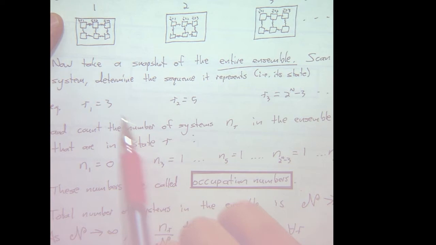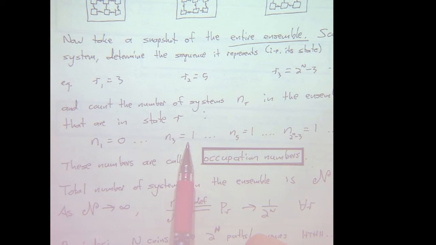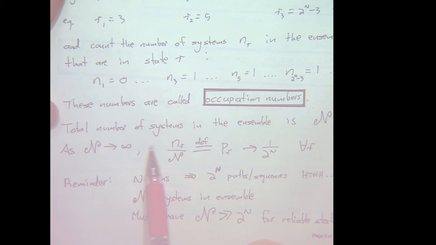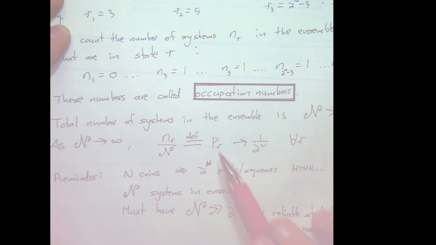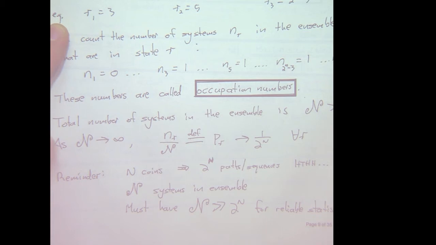So the number of systems in state 1 is 0, the number of systems in state 3 is say 1, state 5 is 1 or whatever, the number of systems in state 2 to the n is say 0. Okay. These are called occupation numbers. An occupation number is the number of systems in the ensemble that are in a particular state. As the total number of systems in the ensemble becomes extremely large, the occupation number divided by the number of systems in the ensemble tends to the probability, and if the system is in equilibrium, then it would be 1 over 2 to the n, the probability. Okay, that's just a basic introduction.